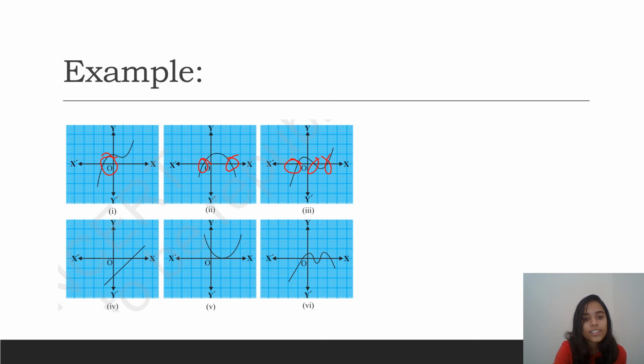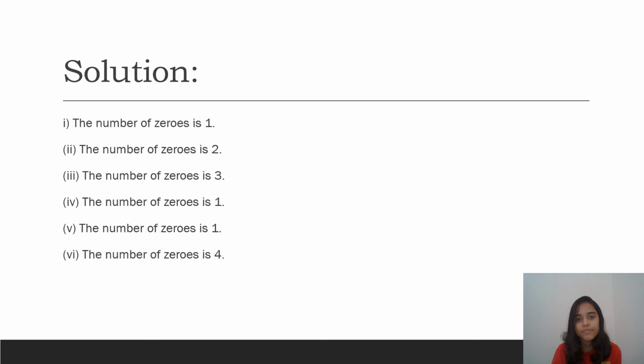In this fourth one, it cuts the x-axis at only 1 point. So 1 zero. Here also it cuts only at 1 point, 1 zero. And in the last graph, it cuts at 1, 2, 3 and 4 points. So there will be 4 zeros. I hope this is clear. So this is the solution of the previous example. Thank you.